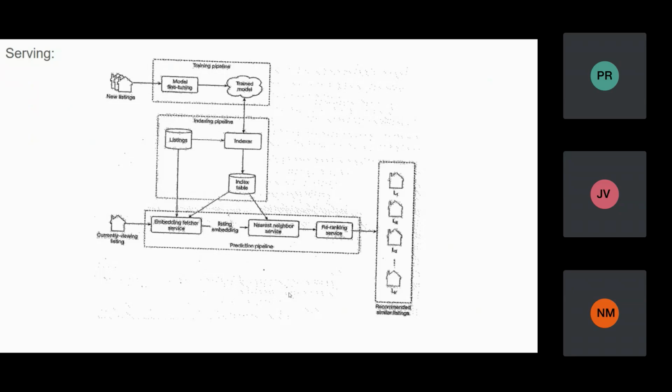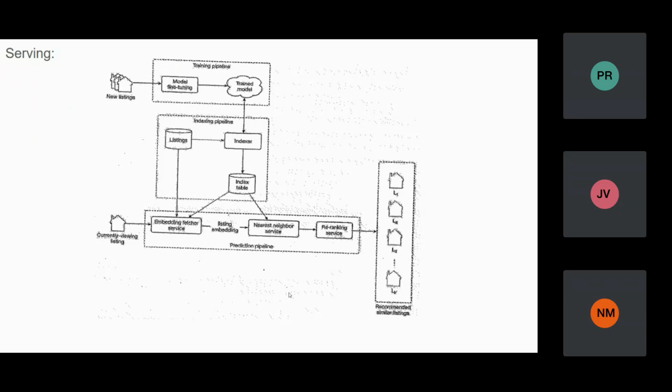Then next we have the prediction pipeline. So you can see the currently viewed listing by the user. The prediction pipeline is responsible for recommending similar listings to the current listing being viewed. There are different components to the prediction pipeline. First is the embedding fetcher service, which is responsible for fetching embeddings and acts on whether it finds the embedding or not.